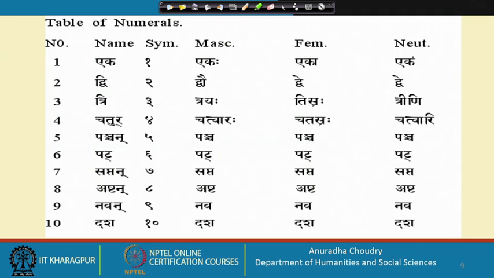So we had ekah, eka and ekam, then dvau, dve, dve, trayah, tisrah, trini, chatvarah, chatasrah, chatvari, and then pancha, pancha, pancha, shat, shat, shat. So you see, after pancha, it doesn't change. The gender of the word doesn't matter. So I thought this could be a very helpful slide for you to look at the entire picture of the numerals in a simple way.